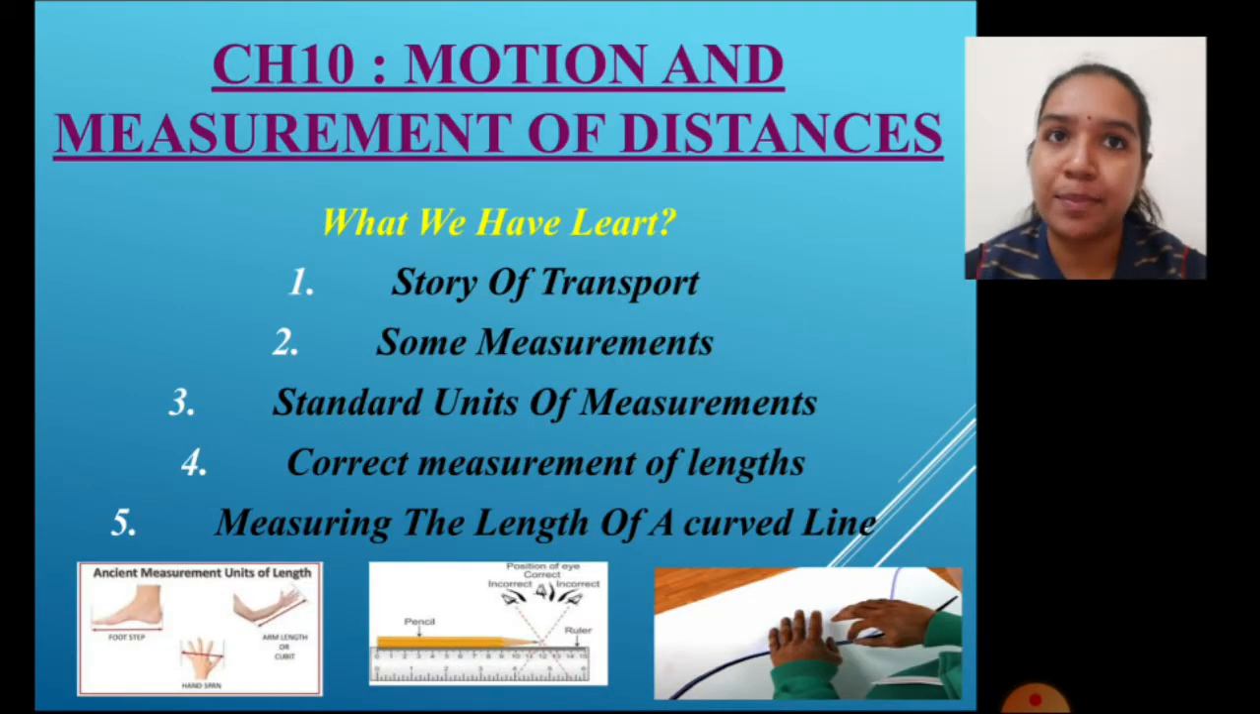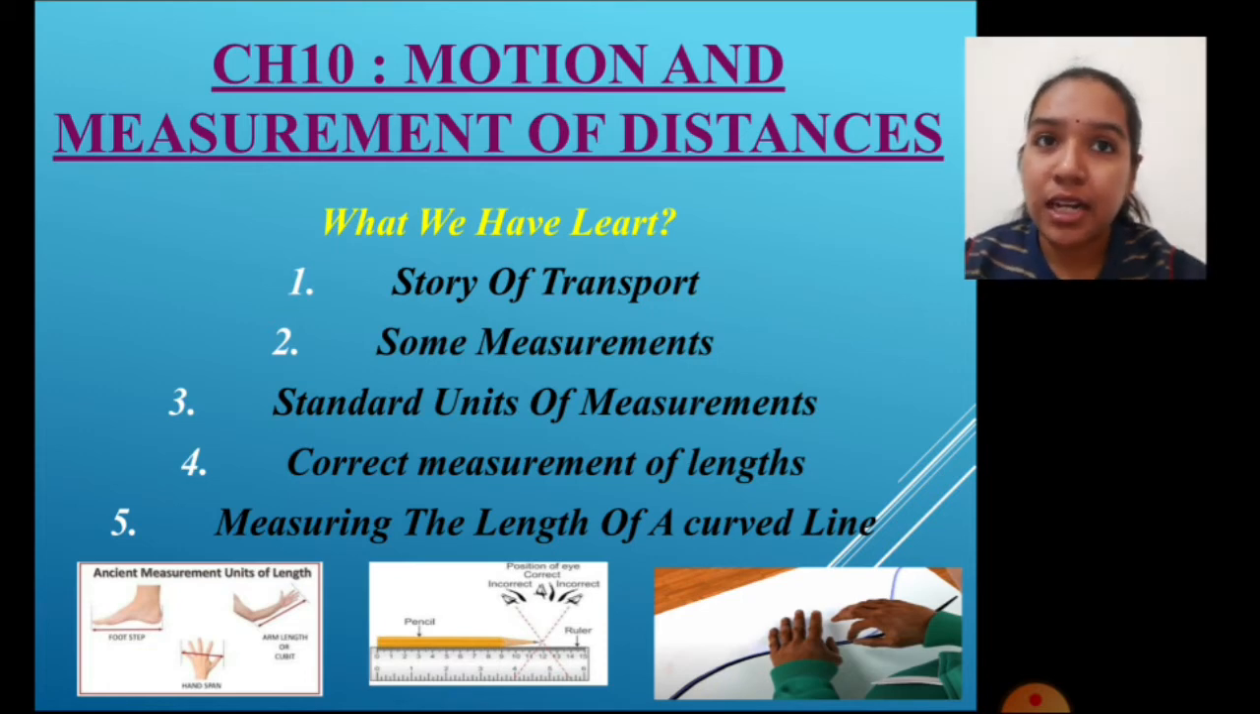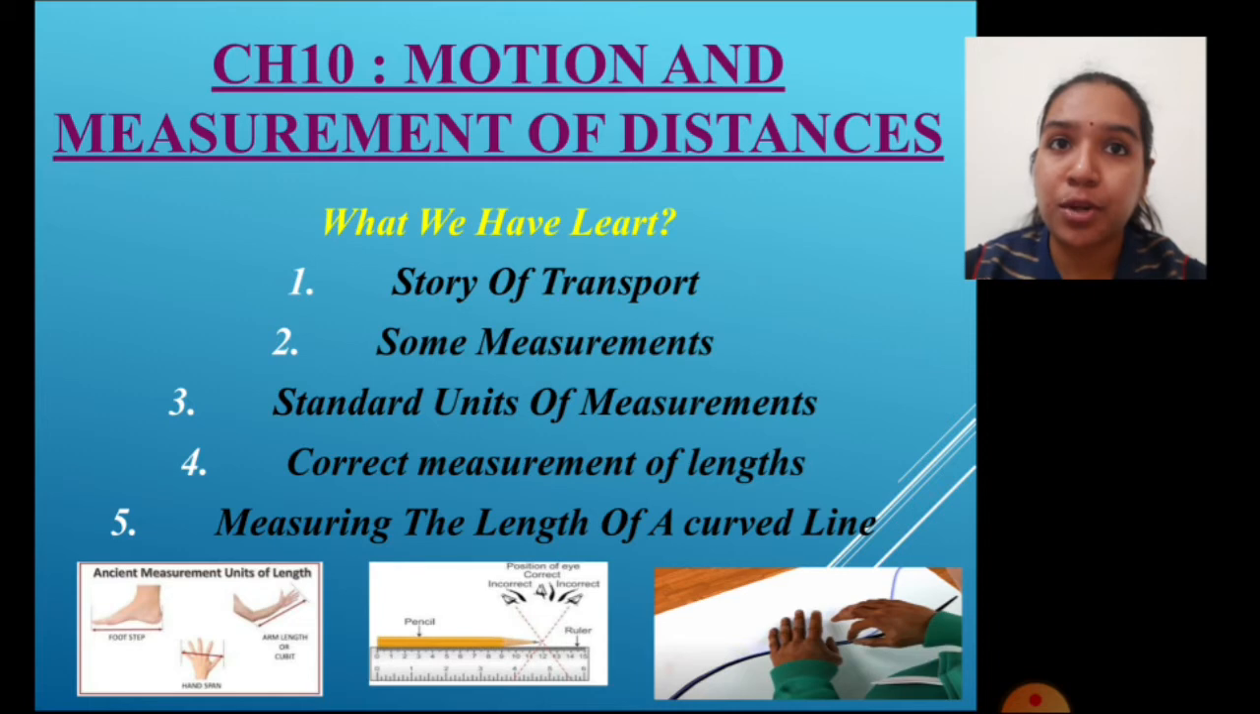Before getting into the chapter, let's have a quick recall of the topics covered in this chapter till now. We have learned about the past and present transportation methods we used. We learned ancient to modern measurements used to know the length of an object or the distance covered. We learned certain rules for correct measurement of length for getting accurate results. In the previous class, we learned about how to measure the length of a curved line.